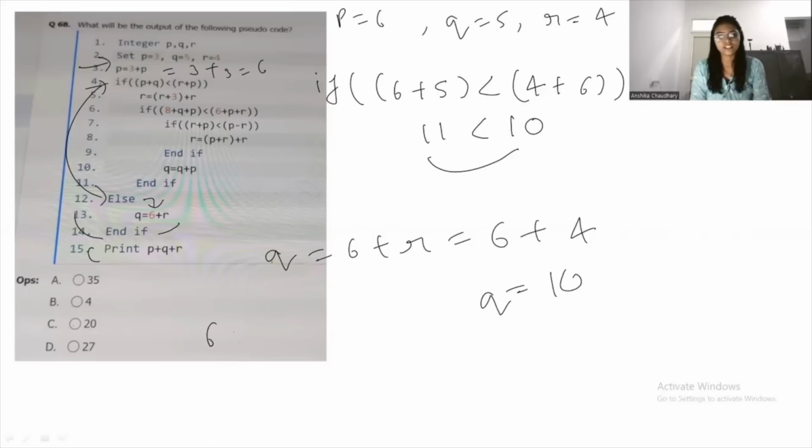So p value was 6, plus q value was 10, plus r value was 4. So 6 and 4 will become 10, and 10 plus 10 will become 20. Option number C, 20 will be the correct answer over here. I hope it makes sense. I hope it is clear to you. So yeah, let's move on to the next question now.